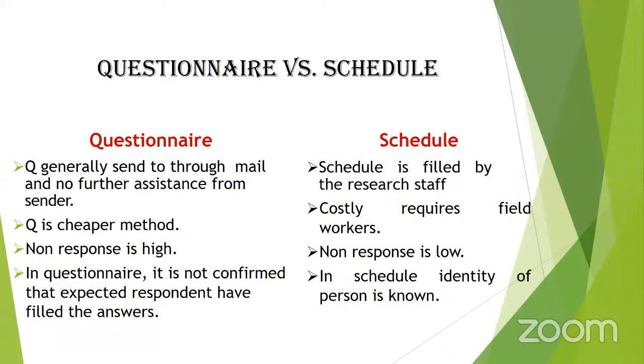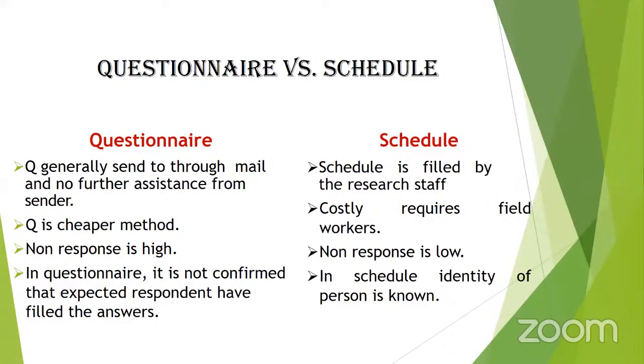In a questionnaire, it is not confirmed that the expected respondents have filled in the answers. We don't know whether it was filled by him, by her children, or by anybody else, because we have given the questionnaire and then collected it, or it is filled online. So we are not sure.